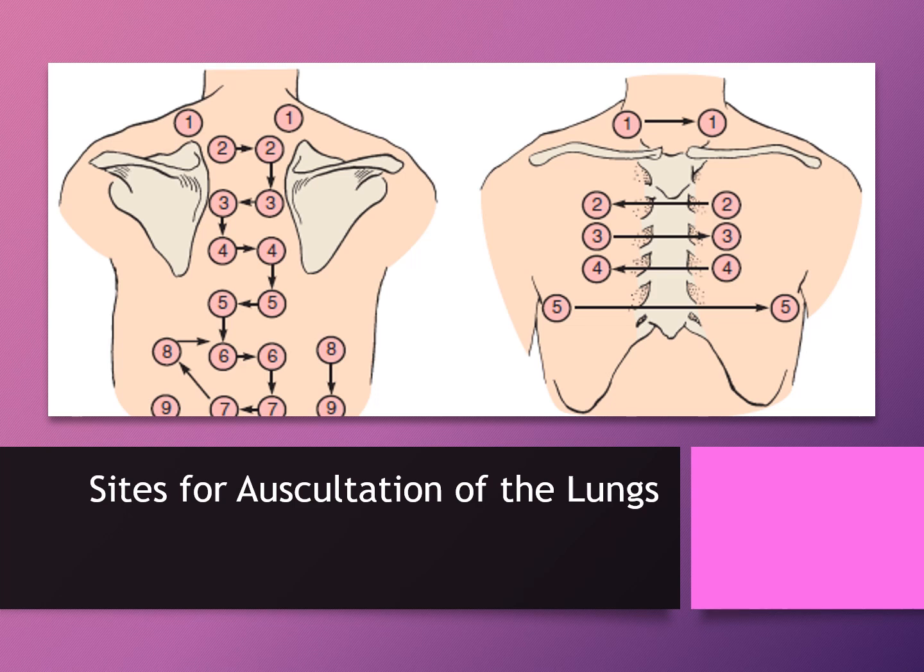And we can see this picture on page 271 showing you the sites for auscultation of the lungs. Notice the arrows. It's showing you that you want to go back and forth across the chest for that comparison of lung sounds in each location. It's a very important aspect of listening to the lungs.